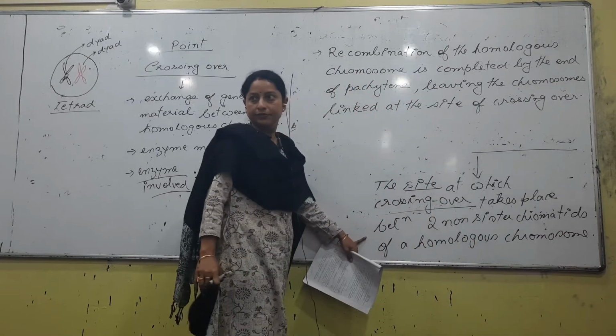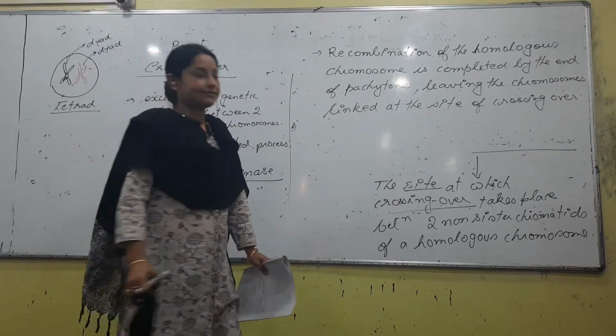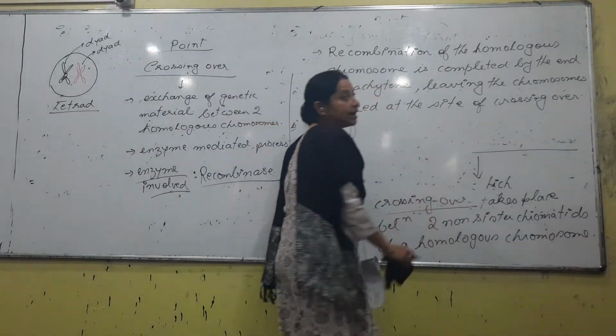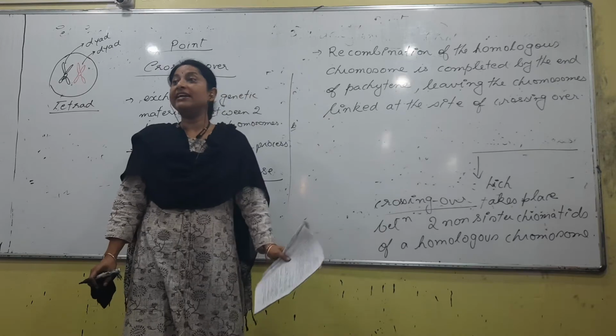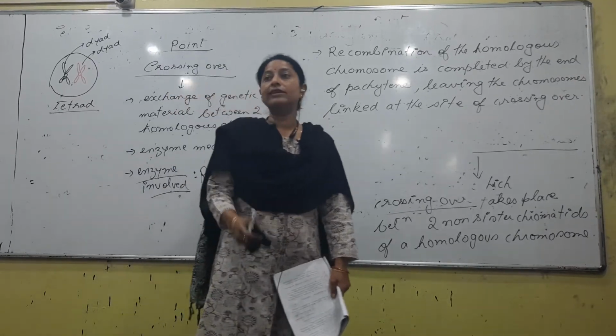Crossing over is done, yeah, the same process. What does crossing over produce? It produces recombinants. The process of producing recombinants, what do we call it? Recombination.